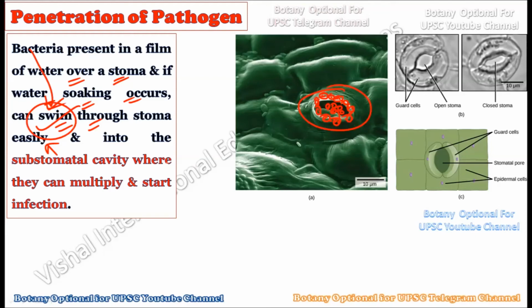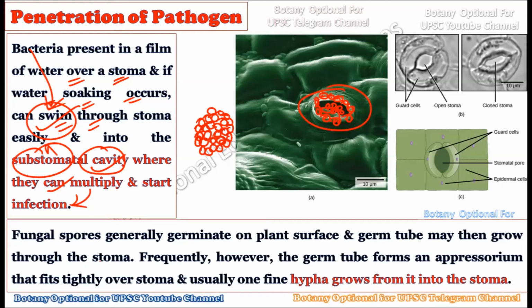So water plays an important role; you can say it is an abiotic type of vector which is carrying the bacteria from the outer side of the plant surface to the inner side, internal to the plant body, into the substomatal cavity, where they can multiply and start the infection. Once inside the substomatal cavity, they can increase their number and spread the infection internally within the plant body. So through the stomata, it is very easy to go inside the plant by using water as an abiotic vector.